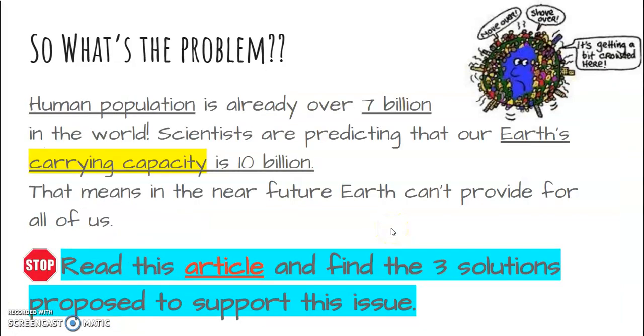Our human population right now is already over 7 billion people around the entire world. Scientists predict that the Earth can only hold about 10 billion people sustainably, and that means that our Earth's carrying capacity is 10 billion. We talked about carrying capacity last week, so hopefully this is a good example for you to remember what carrying capacity means. So looking at the difference there, we only have room for about 3 billion more people on this planet. So in the near future, Earth can't provide for all of us. 3 billion might seem like a lot, but over a few generations, it can happen pretty quickly.